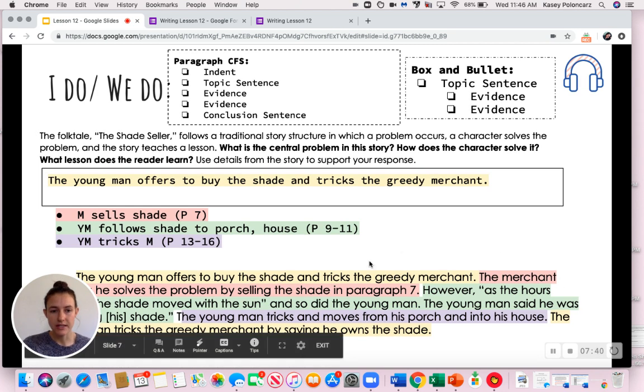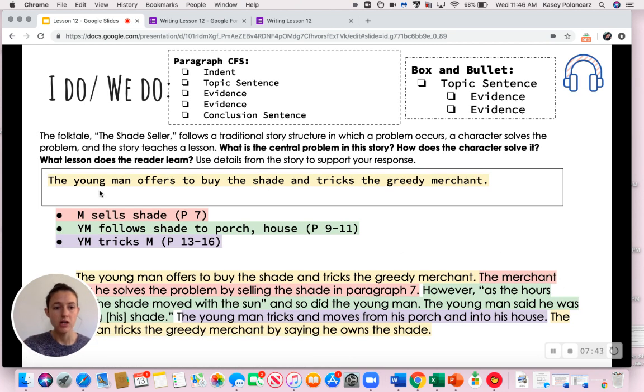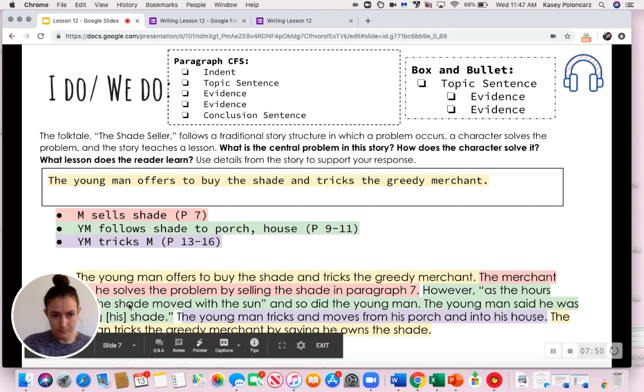So what I'm going to do is make sure that I'm stretching out my evidence. Where I have M sells shade, I don't want to put that down. That's a fragment sentence. That would be wrong. I'm going to put the merchant thinks he solves the problem by selling the shade in paragraph 7. For my next one, I'm going to talk about how that young man is following the shade. So I'm going to say, however, as the hours passed, the shade moved with the sun, and so did the young man. The young man said he was following his shade. And then I'm going to sum it all up and say, the young man tricks and moves from his porch and into his house.